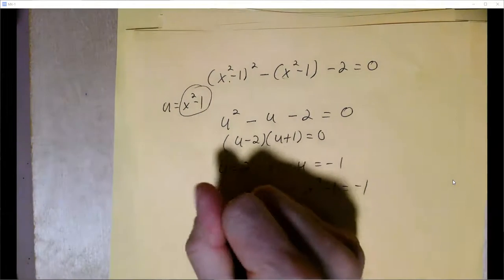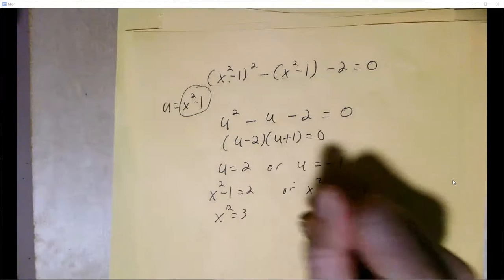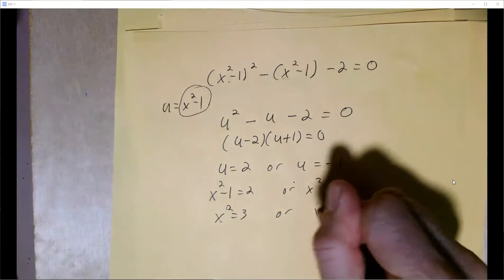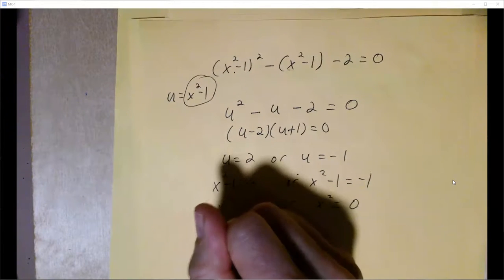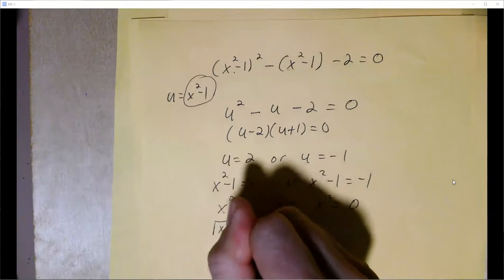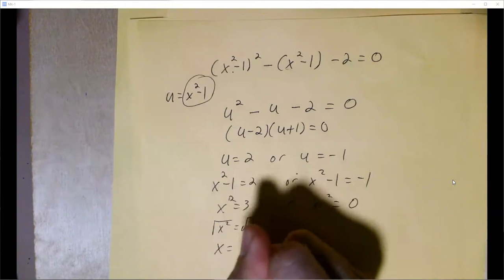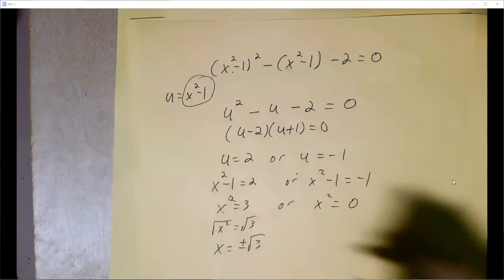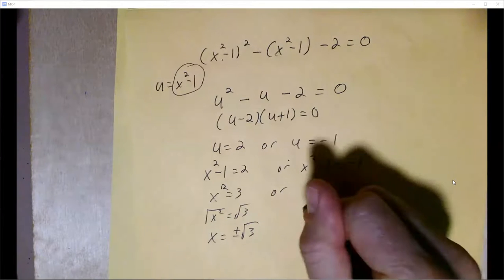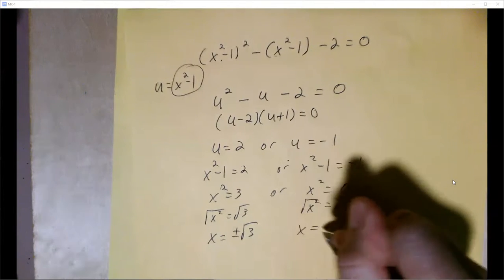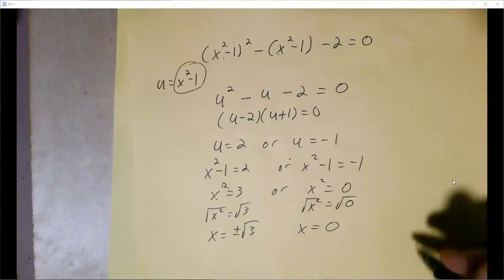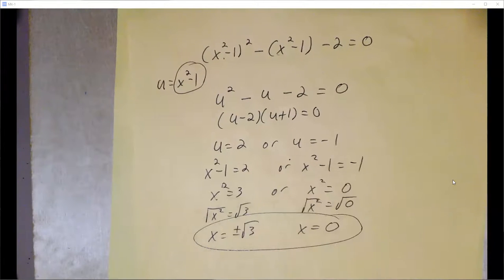Solving here, I would add 1, I get x squared equals 3. Here I would add 1, and I get 0. If I square root both sides, don't forget plus or minus. I get plus or minus root 3. Here, if I square root both sides, I'd get plus or minus 0, but plus or minus 0 is just 0. So in this case, I'm going to get these 3 solutions.